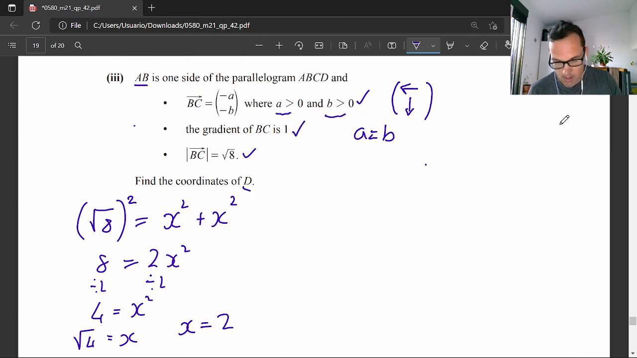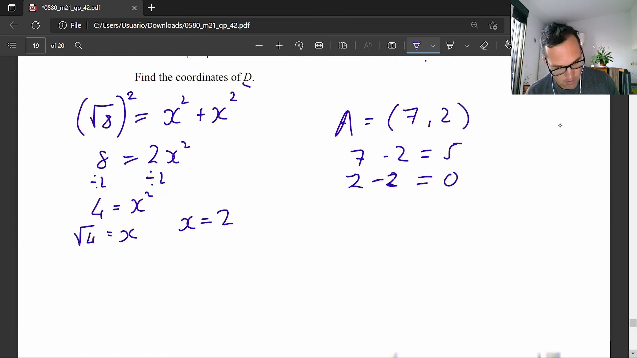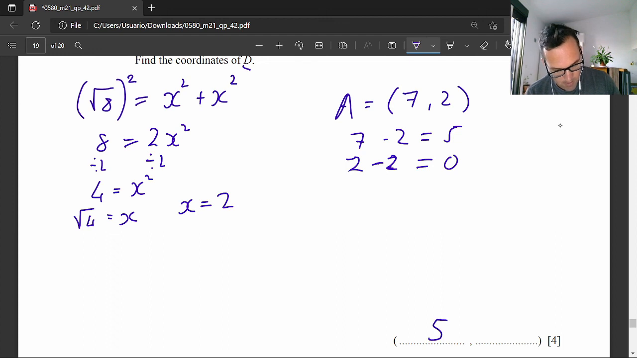Or rather, showing the calculation now, since we know x is 2, we know the coordinates of A are 7, 2. We need to subtract 2 from each coordinate, which gives us 5 and 0. That gives us the final answer, 5, 0. So not too difficult. If you draw a diagram and interpret each piece of information carefully, one at a time, you can do it.